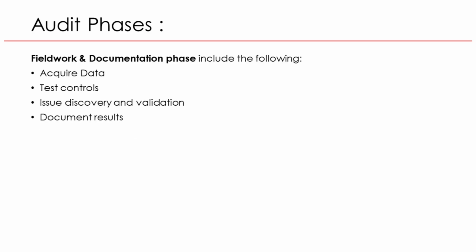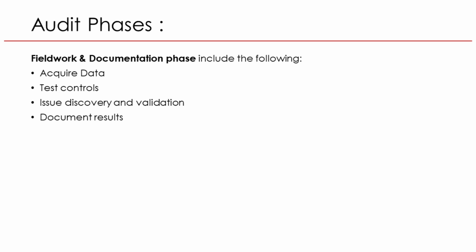The fieldwork and documentation phase is where the auditor actually performs the audit work and gathers evidence to support findings. Acquire data. The auditor collects information needed to test controls or verify processes. Example: downloading payroll records or system access logs to check for errors or unusual activities. Test controls. The auditor checks if the controls are working as intended. Example: testing if only authorized users can approve online payments or if password policies are enforced.